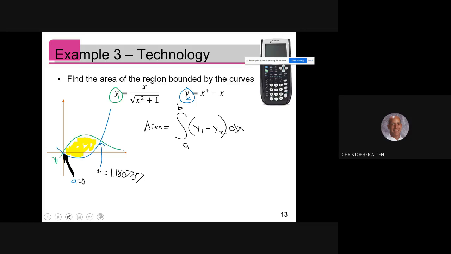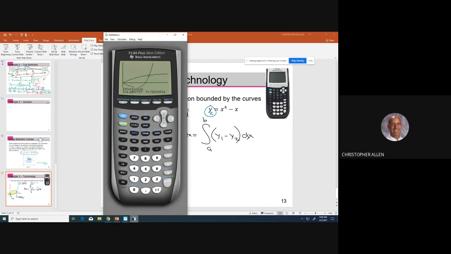Now, guys, I'm going to save this again. Keep. And let's go ahead and use our calculator to do that integral. I'm going to get out of this. And I'm going to say math 9. We're going to integrate from A, which is 0, to B, which was 1.18077757. Agreed?